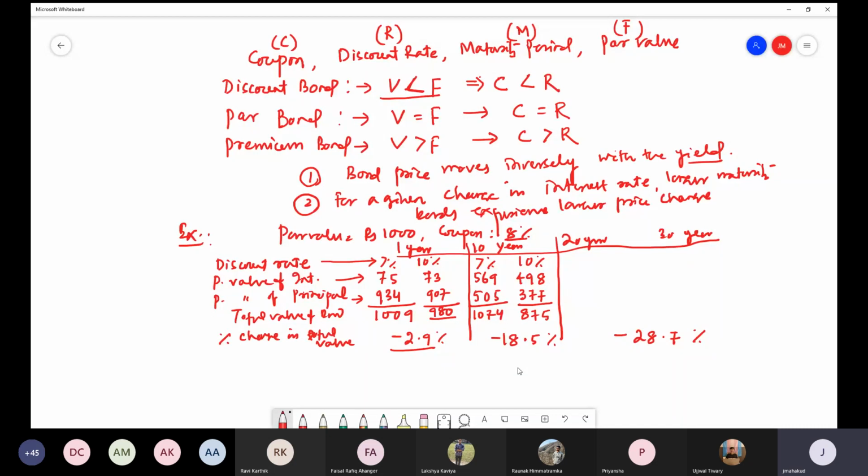Here also I have not assumed the coupon is equal to the discount rate. Here the coupon is 8% and the discount rate, in one case I have taken 7%, and in another case 10%. So 7% to 10% it has increased. If the discount rate changes, then the price change is more for the high maturity bonds than the short maturity bonds.